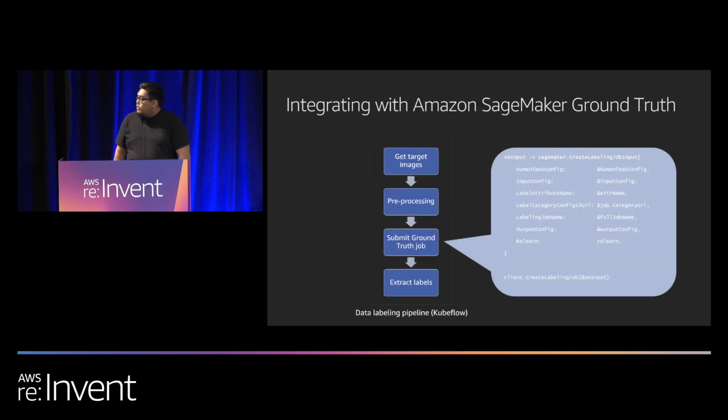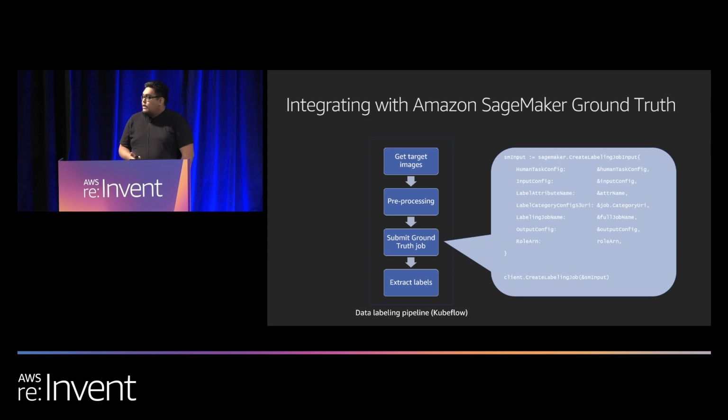So how did we actually integrate with SageMaker Ground Truth? On my team, we orchestrate many of our machine learning pipelines through Kubeflow, so it was pretty easy to use the APIs for SageMaker Ground Truth in this context. I'll walk through our data labeling pipeline.